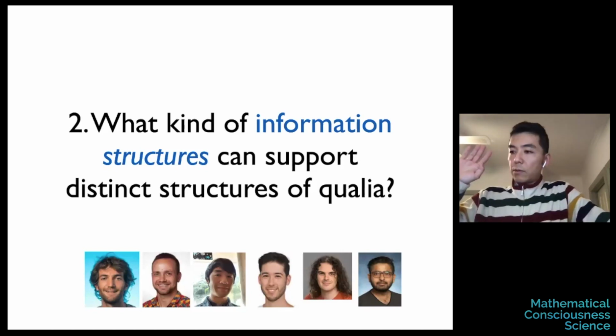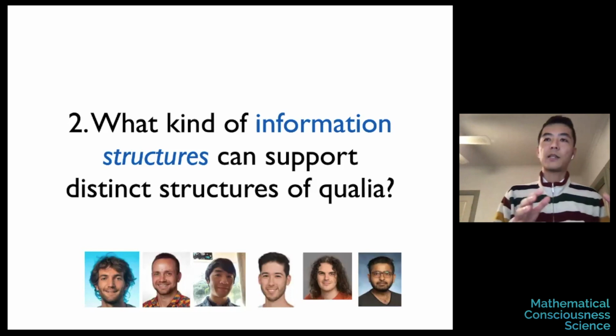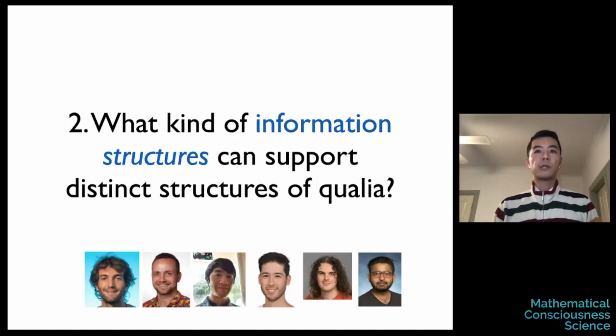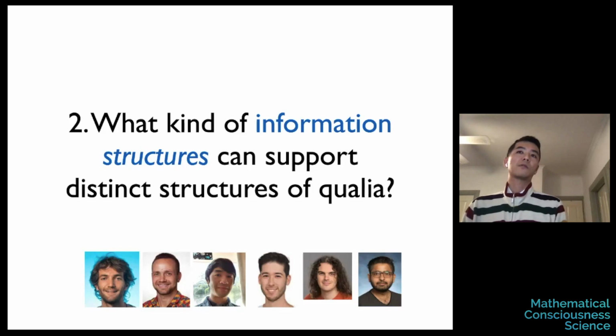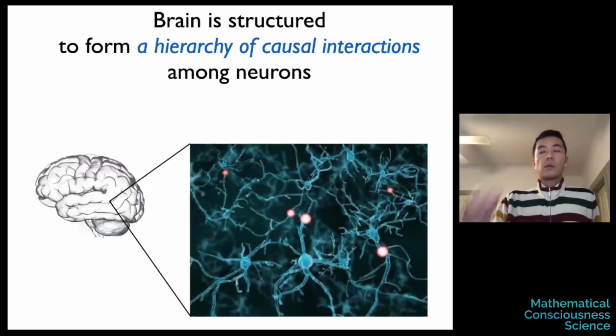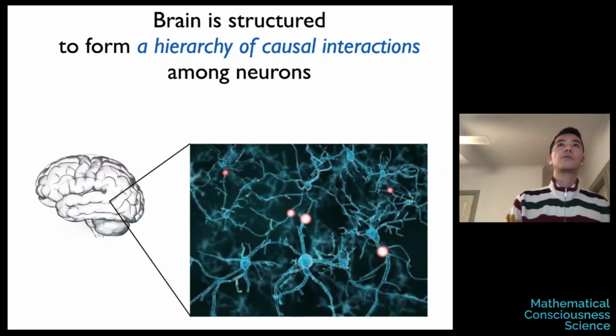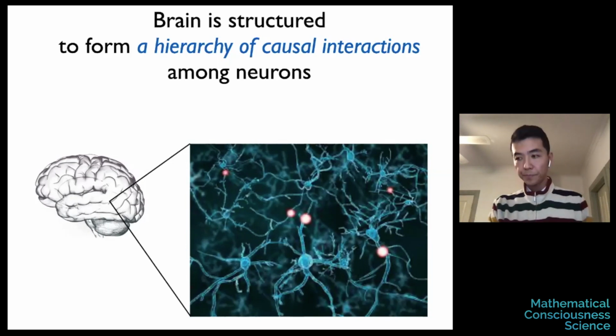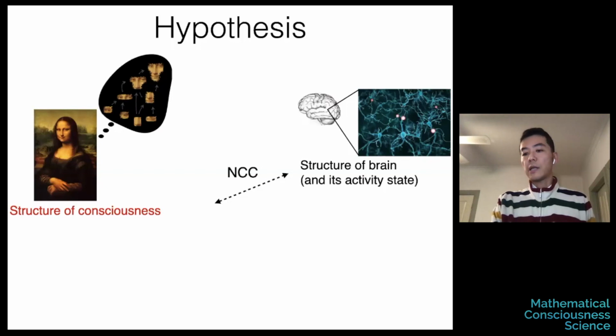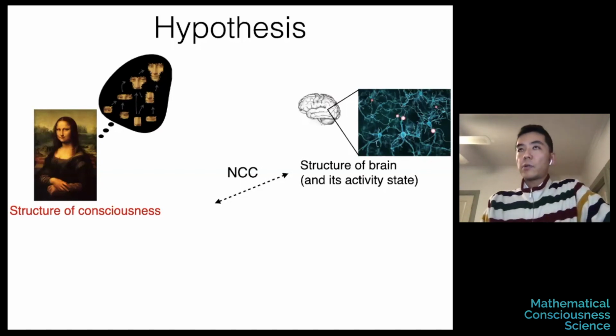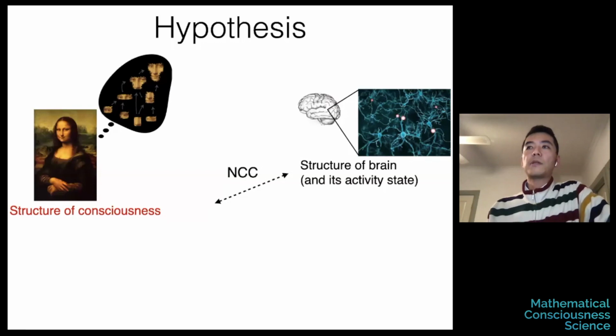From this point, it's a little bit more mathematical or theoretical, an approach using neural recording. So the question here is what kind of information structures can support the distinct structure of qualia? All these qualia, as we know, should be structured and supported by the brain. And the brain is known to be structured to form a hierarchy of causal interactions. As I alluded to in the beginning, the NCC-type approach implicitly or explicitly assumes that some type of structure of the brain and its activity state is correlated with the structure of consciousness.